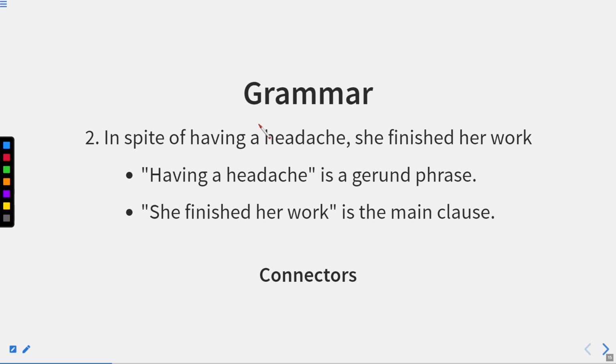Again, let us have another example. In spite of having a headache, she finished her work. So, though she had a headache, she finished her work. Having a headache is a gerund phrase. She finished her work is the main clause.